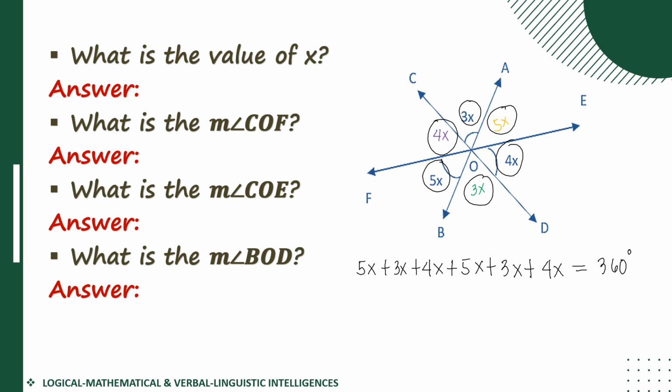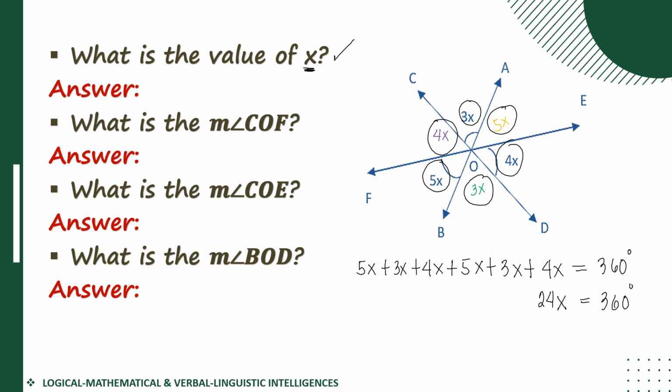Next, we are going to sum up all the common terms that we have in here. So we have 5x, 3x, 4x, 5x, 3x, and 4x. We are going to sum this up. So 5x plus 3x is 8x, plus 4x is 12x, plus 5x is 17x, plus 3x is 20x already, plus 4x, so that would be 24x. Okay, equals 360 degrees.